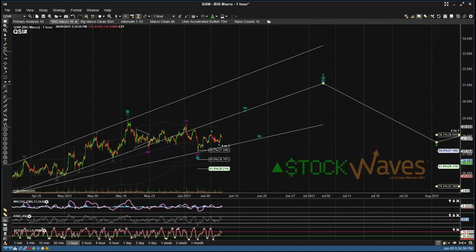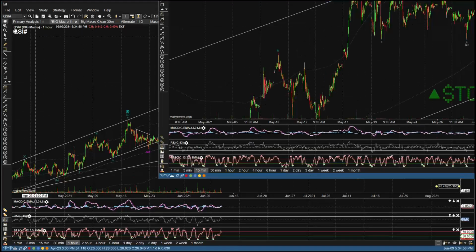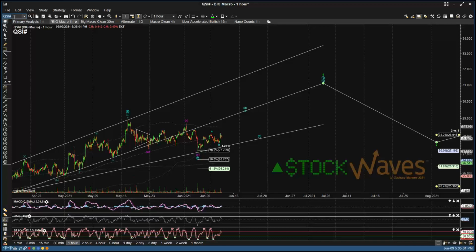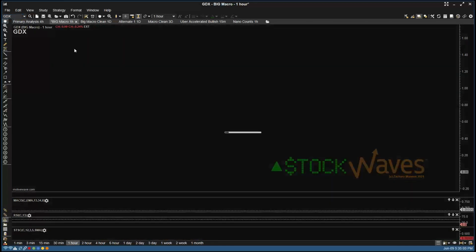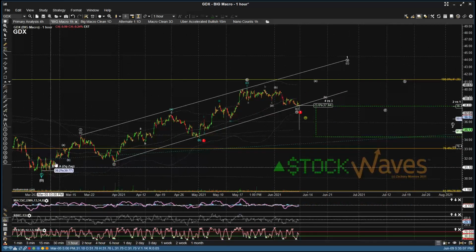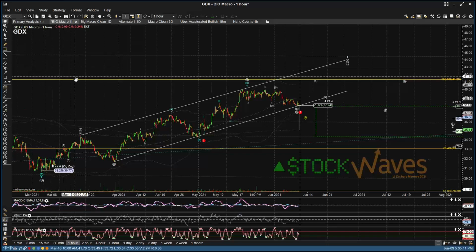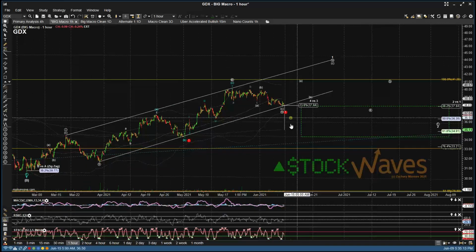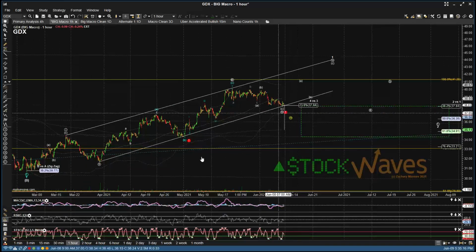And this fits very nicely with GDX. And I think GDX, my operating count is also on the tab labeled Big Macro, because whatever primary tab that I was using before probably got too messy, so I just went over to a cleaner chart. This looks like a bad tick at the end of the day.